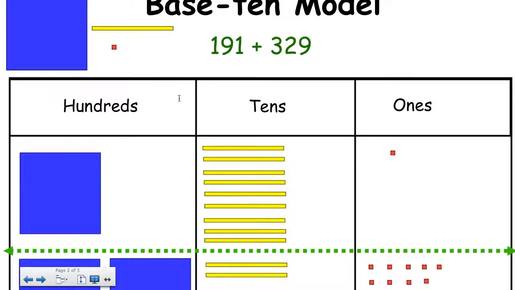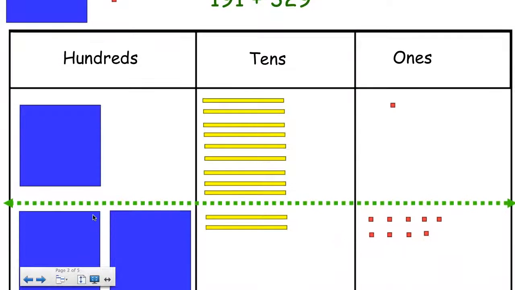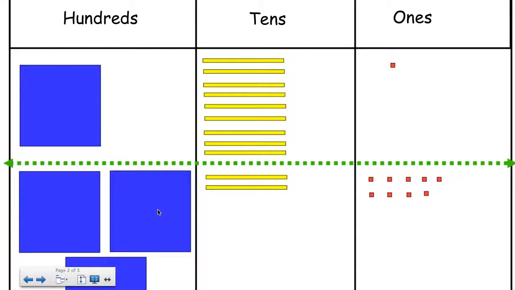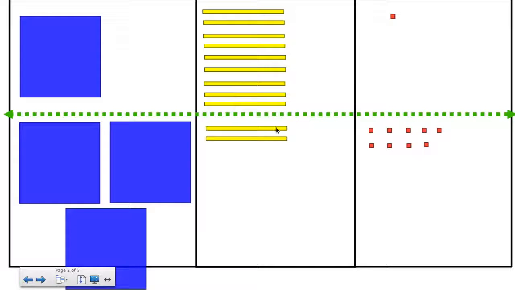The second method we can use in order to solve our equation of 191 plus 329 would be using the base 10 model. 191 can be represented using one 100 block, 9 tens blocks, and one little 1 block. 329 can be represented as 3 100 blocks, 2 tens blocks, and 9 1 blocks.